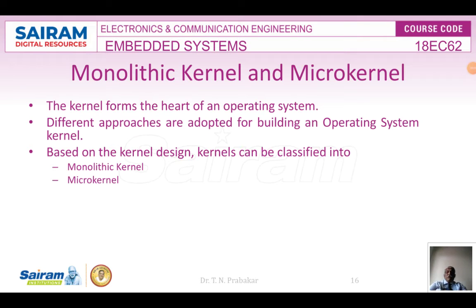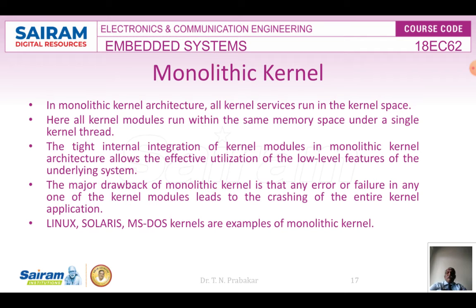And different approaches are adopted for building an operating system kernel. So there are two types, of course, we said, monolithic and microkernel. In the case of a monolithic kernel, all kernel services will be running in the kernel space. Of course, we know that, right? All the kernel services or the kernel programs will be running in the kernel space. Here, all kernel modules run within the same memory space under a single kernel thread.